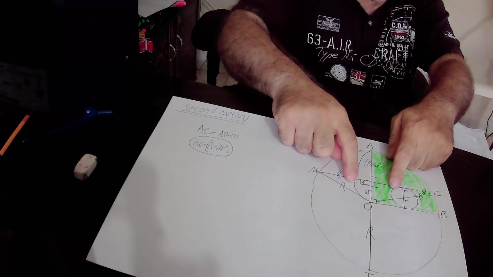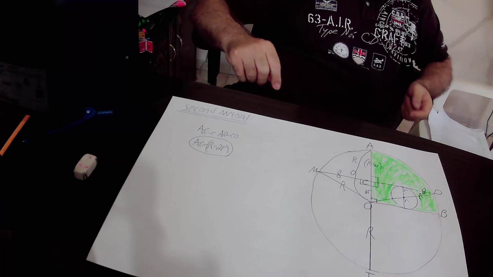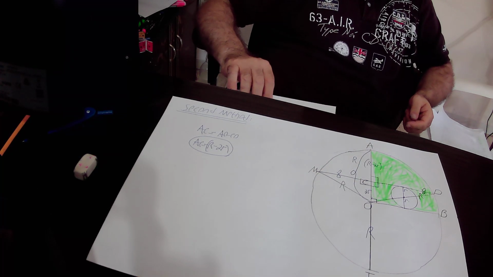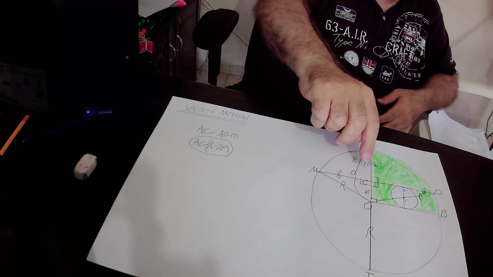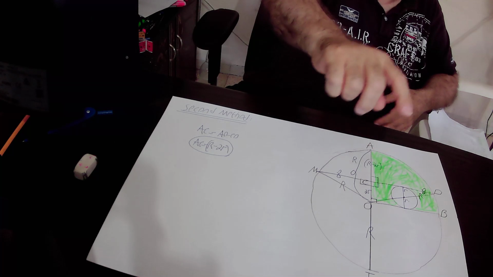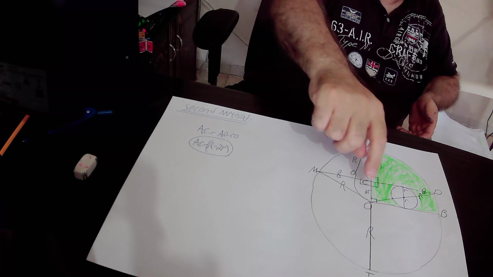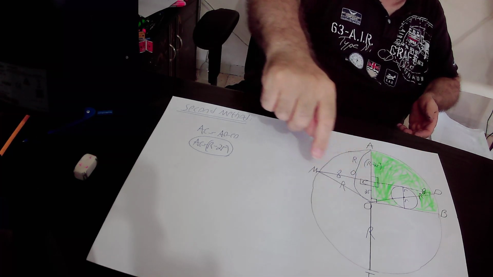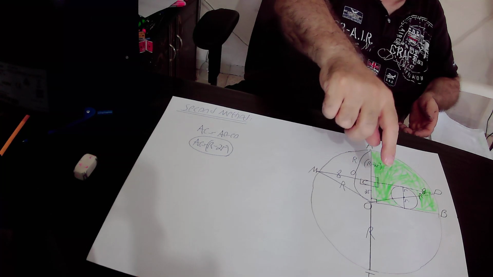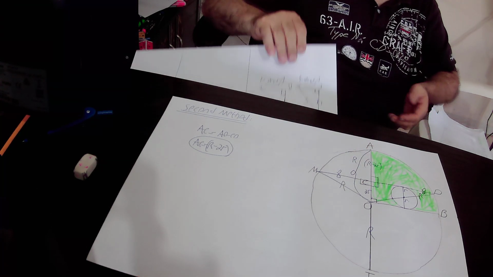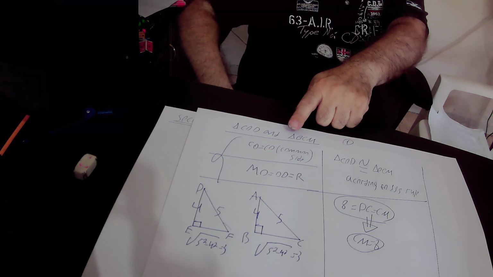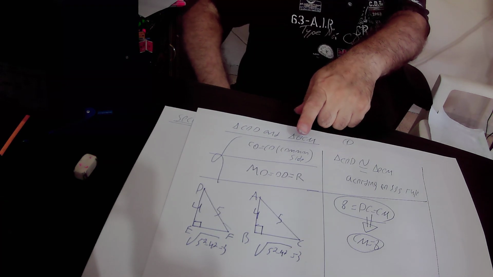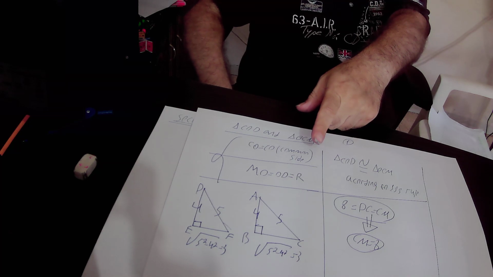We prove that those two right triangles are congruent. Why are they congruent? First of all, we have side CO, a common side that belongs to both triangles, so CO equals CO. We have side OD equal to side OM, they are both radii of the big circle, therefore they are equal to each other.